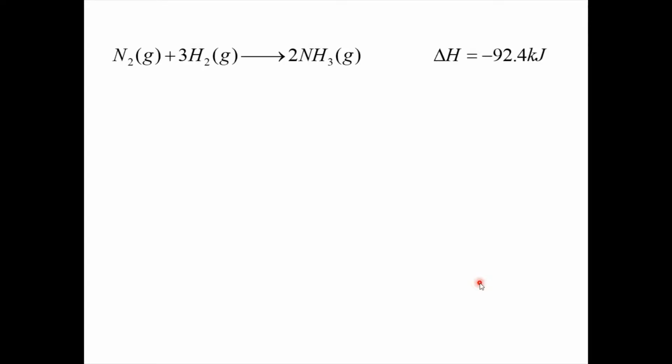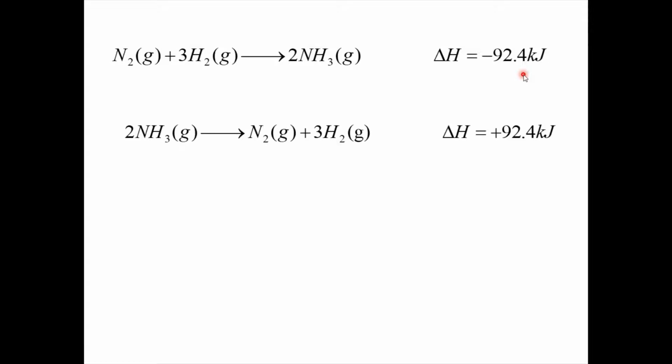So here's some examples. Here we've got N2 and H2 reacting. They form 2NH3. Delta H of this reaction is negative 92.4 kilojoules. Now, if I want to switch it so that the NH3 ends up on the left side of the equation, right? Here on the right side, now it ends up on the left. And my N2 and my H2, my reactants, end up on the product side.